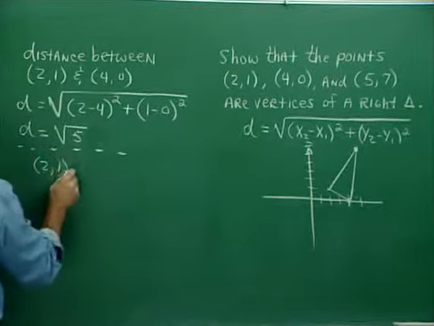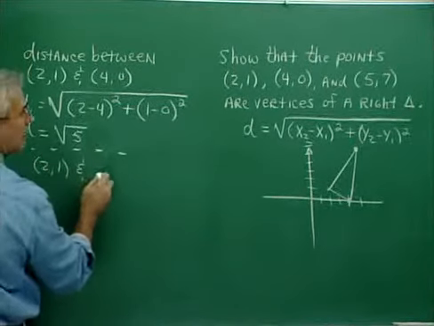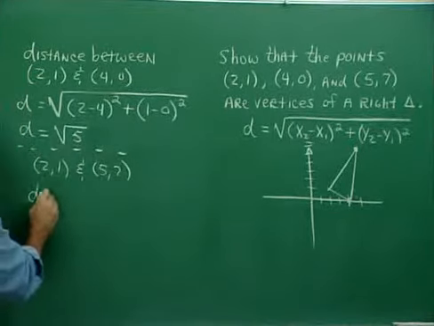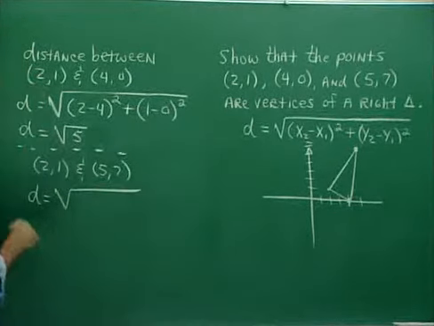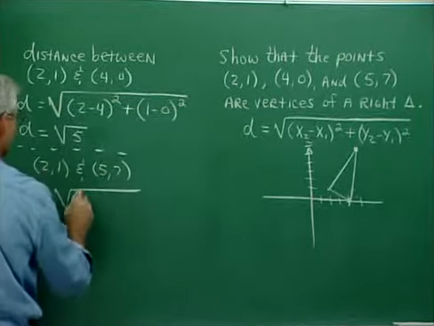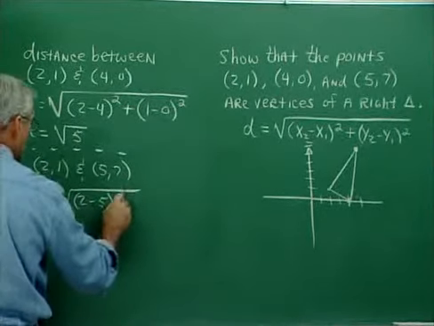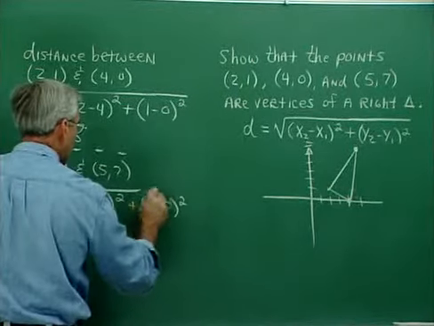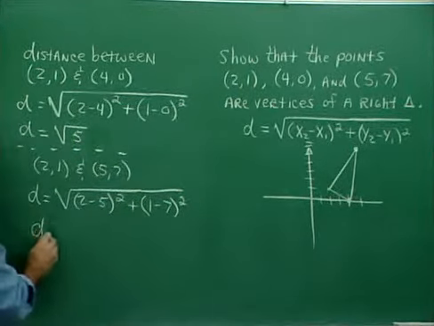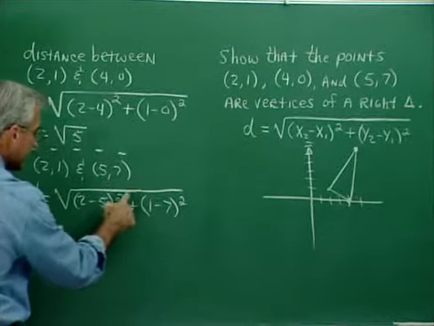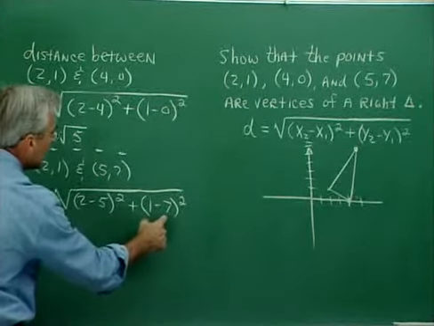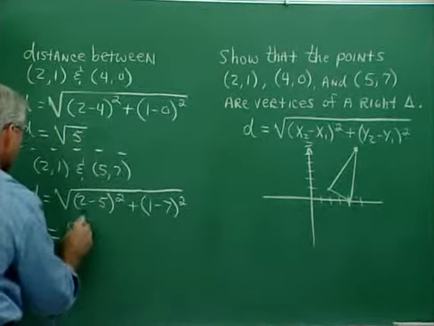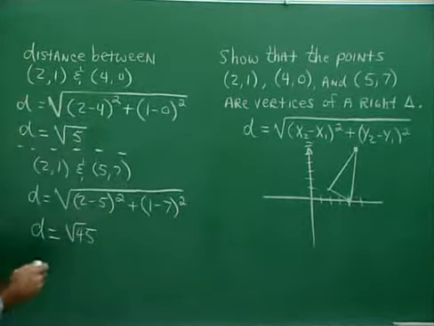let's say 2,1 and that other point 5,7, I go, distance is square root of difference in x components. I've got 2 minus 5 squared plus difference in y's, that's 1 minus 7 squared. And then that distance is, this is negative 3 squared, that's 9. Negative 6 squared, that's 36. 36 and 9, that's 45. So the square root of 45. Okay, I have one more.